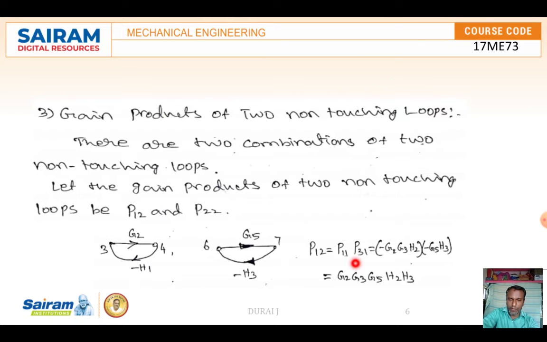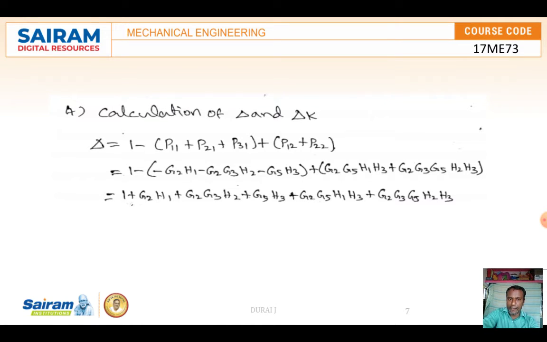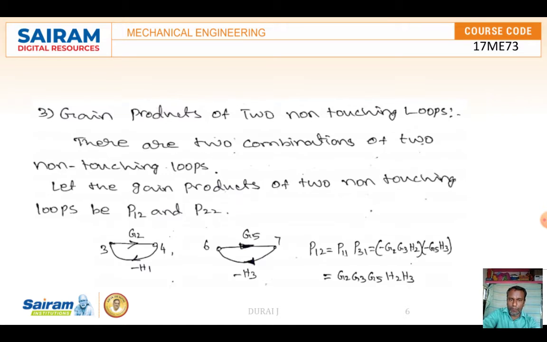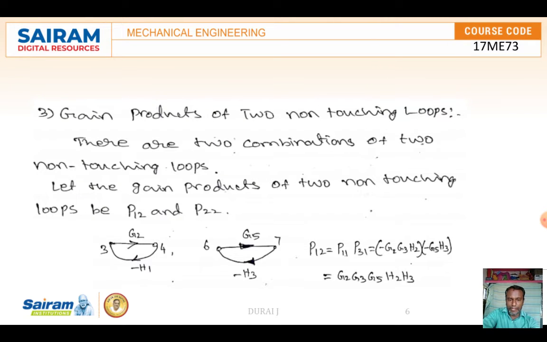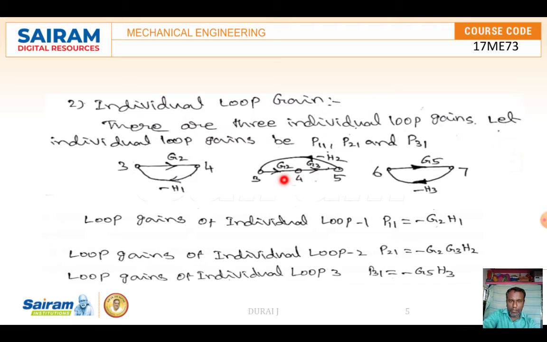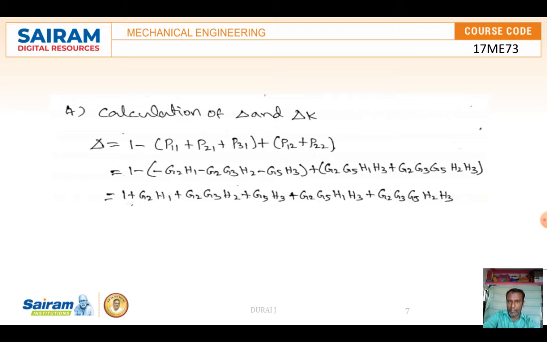So those values, if we are substituting, the gain we are going to get over here, p12 is g2 g3 g5 h2 h3. Okay, same. Like one more thing is left out, 345 and 676. So 345 676, that is p22. So p22 will become g2 g3 minus g2 g3 h2 into g5 into minus h3. So it will become g2 g3 g5 into h2 h3. Okay, so that's what we're going to apply over here.